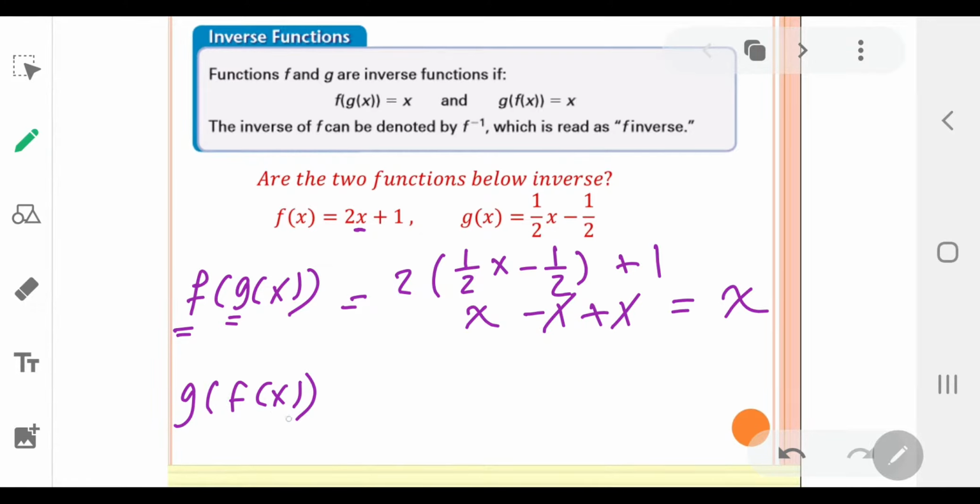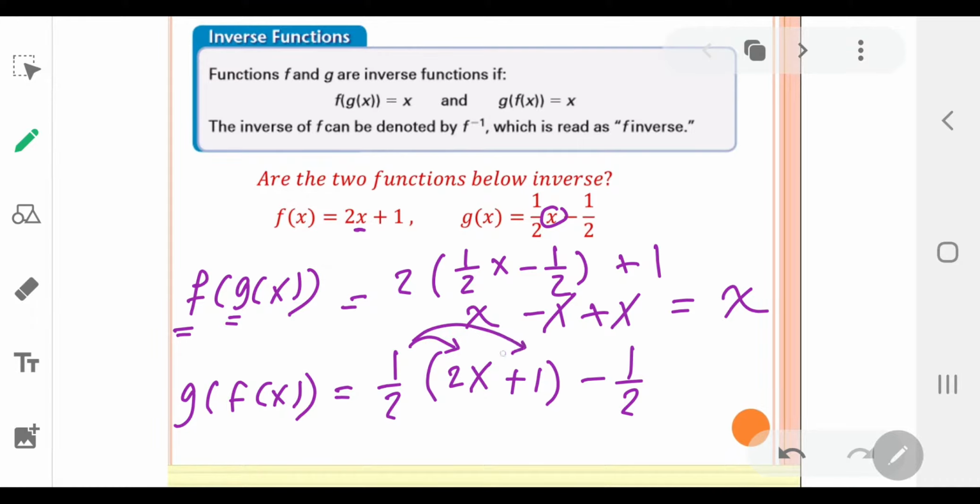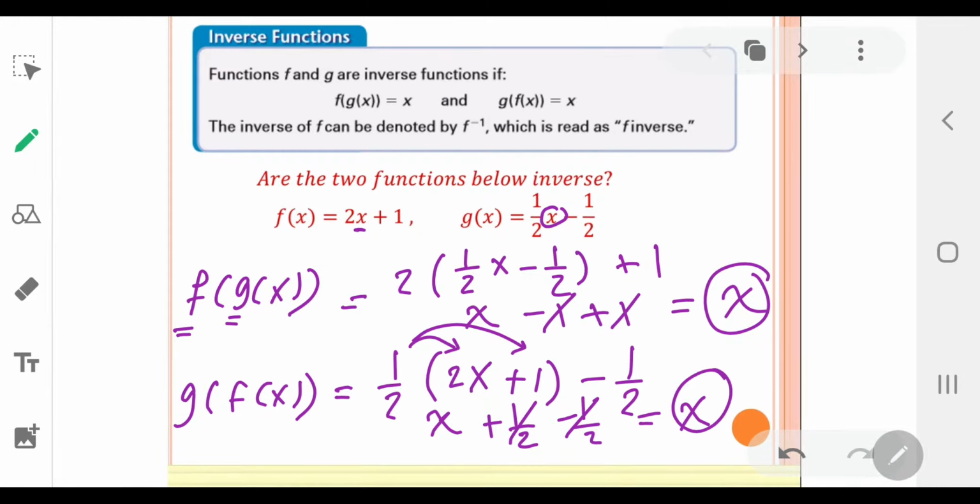When you plug f of x into g of x, this x will be replaced by 2x plus 1. So it is half 2x plus 1 minus half. Again, using distributive property, half times 2x is x, half times 1 is half, minus half. Those two will be cancelled and you're left with x. Since both the two compositions are equal to x, then yes, they are inverses.